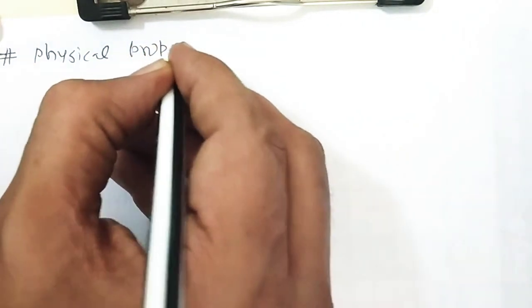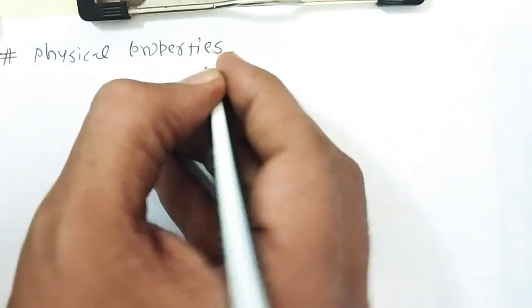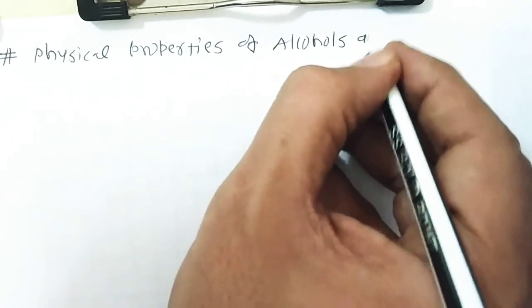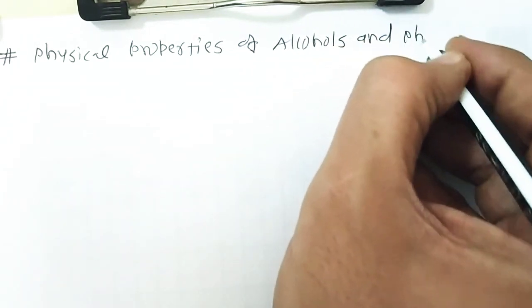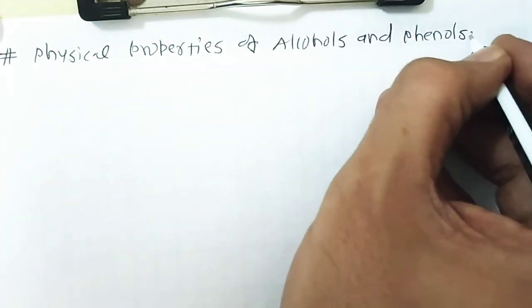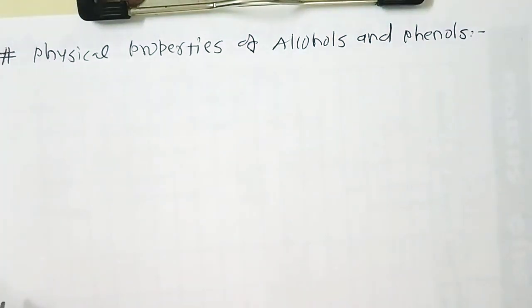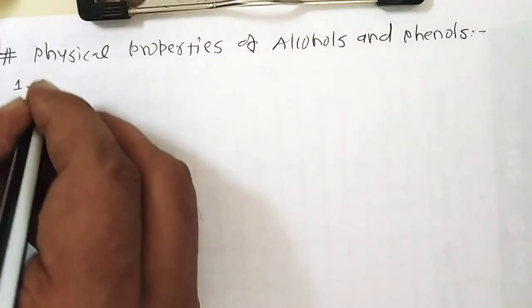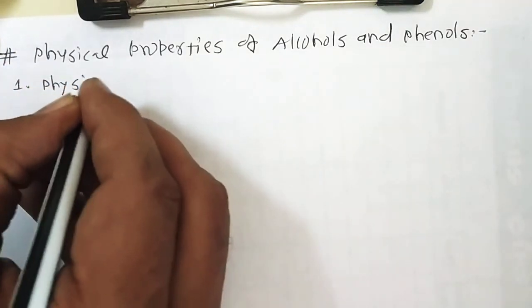Okay, so once again we start with the physical properties of alcohols and phenols. The point we start with is the physical state. So our number 1 point is physical state.